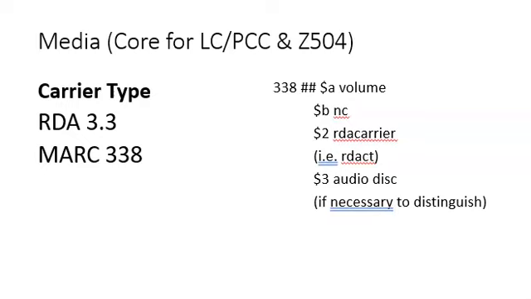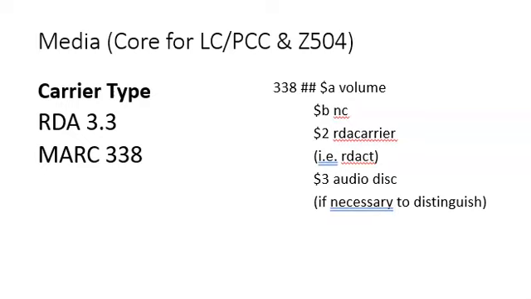As we work with books, that carrier type is multiple sheets bound together in some way, represented by the RDA carrier type volume in the MARC 338 subfield a. It is also represented by the MARC code for the RDA term, nc, in the MARC 338 subfield b.